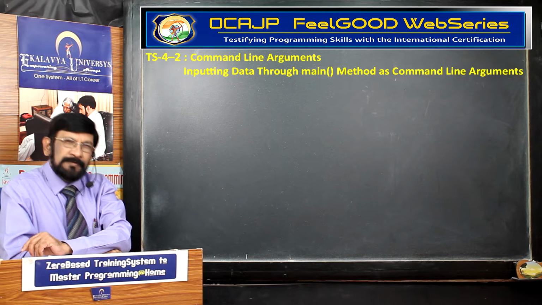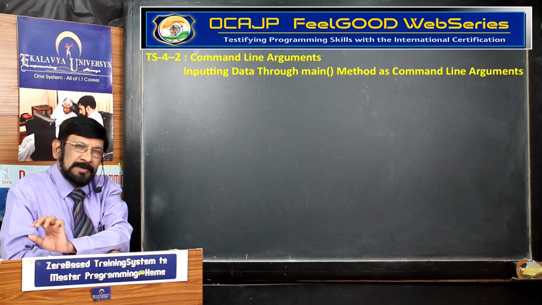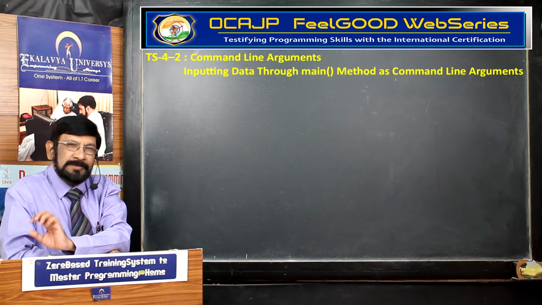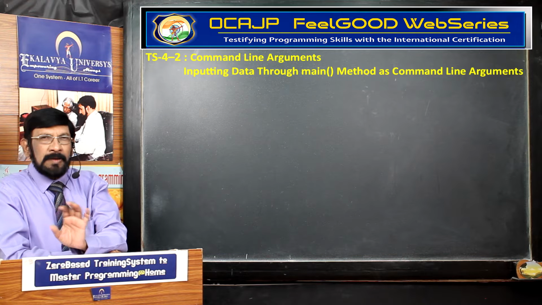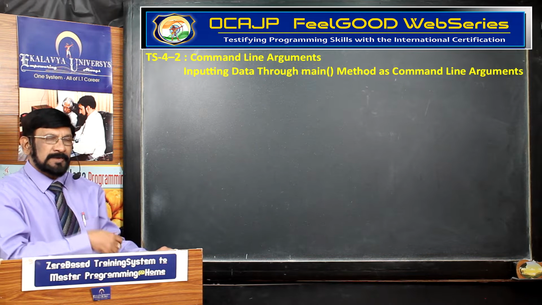Now, the fifth type is using command line arguments. As command line arguments, we can give input data to a program, and it can be processed by the program and it gives a result.